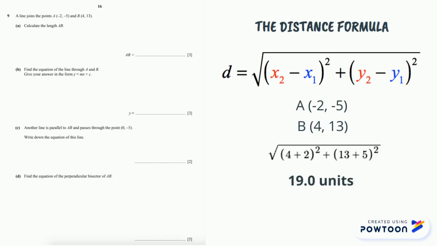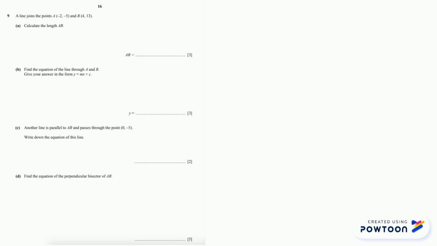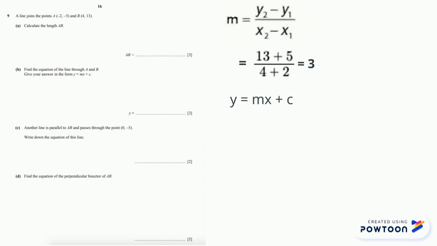Now, we move on to finding the equation of the line. First and foremost, we should find the gradient of the line using this formula. M, the gradient, is equal to 13 plus 5 over 4 plus 2, which is equal to 3. The equation of the line is y equals mx plus c. Since m is equal to 3, y equals 3x plus c. Now, all we have to do is find the value of c.